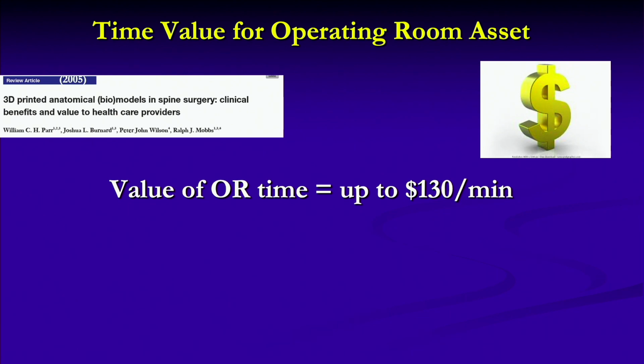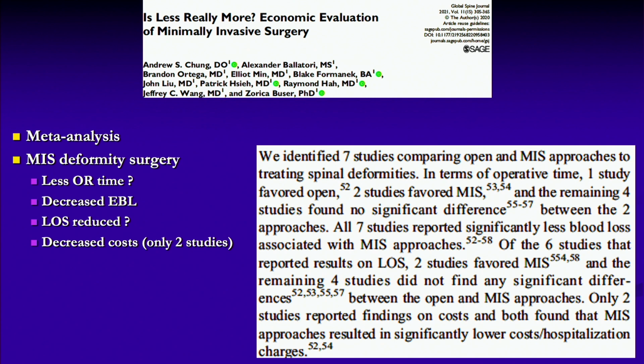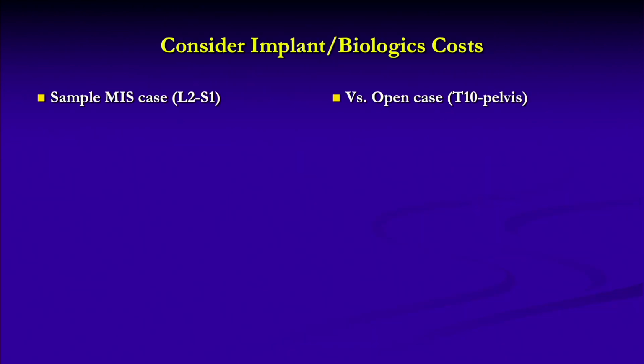The value of OR time is real. The OR asset is increasingly expensive with HR costs in particular. This is actually an older number, up to $130 per minute of OR time, and $6,000 per hour is a more recent number. So it is paramount that we use that asset efficiently. When looking at MIS surgery for deformity here, this was more of a meta-analysis, so kind of a hodgepodge of methodologies, but on blend, it looks like MIS deformity surgery allowed for less OR time, decreased EBL, length of stay reduction most likely, and two of the studies actually showed a decreased cost overall.